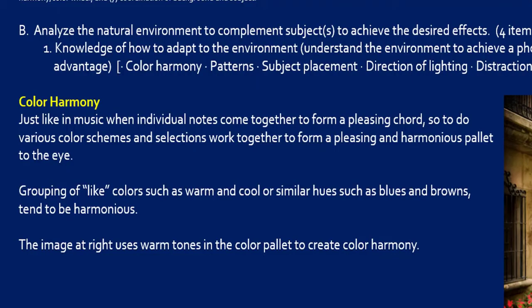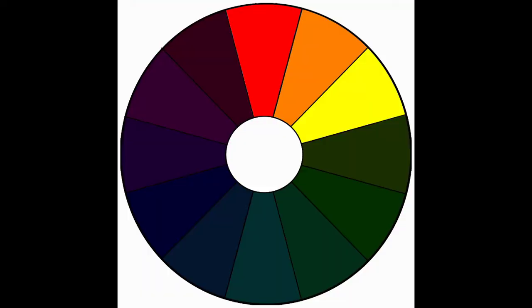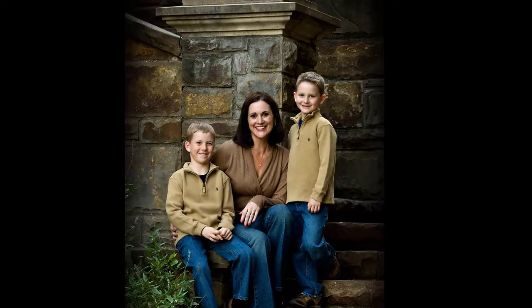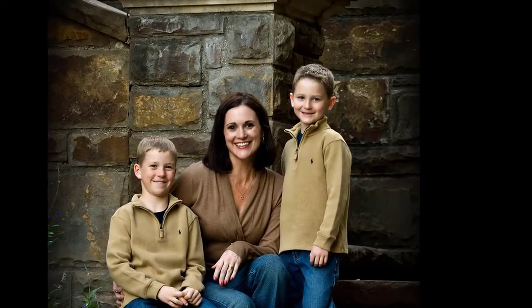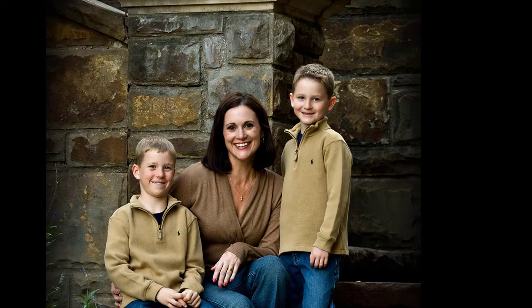Let's begin with color harmony. Just like in music, when individual notes come together to form a chord that provides us with a pleasing sound, so too do the color schemes within our image need to come together to provide a form of visual harmony that are pleasing to the eye. As we saw a little earlier in our study of the color wheel, groupings of light colors such as warm tones or cool tones tend to be harmonious. In this image, it uses a series of warm tones in the color palette to create strong visual harmony.